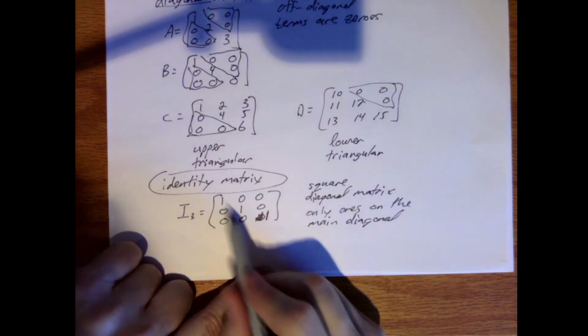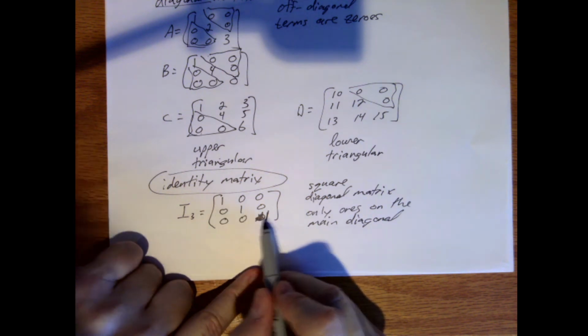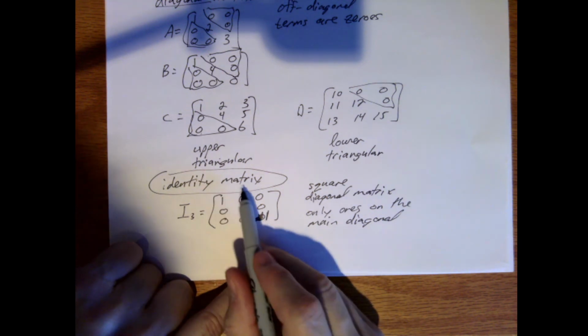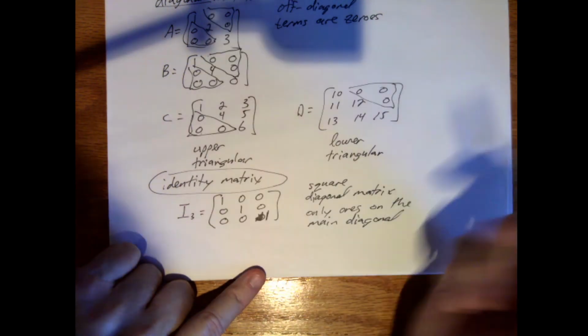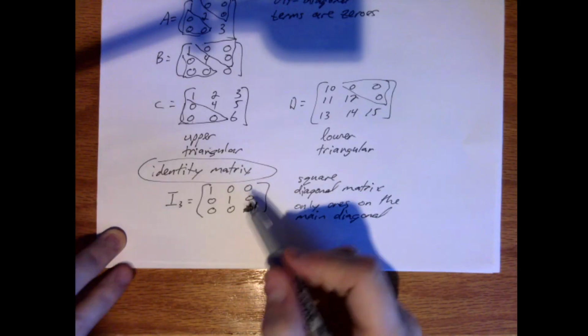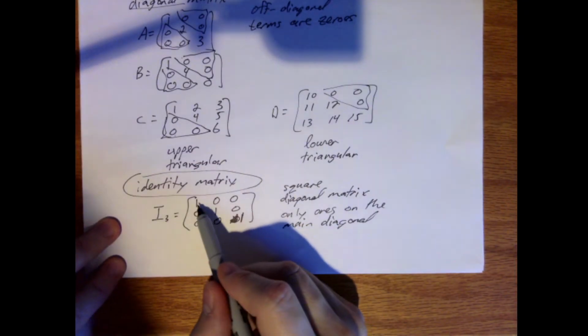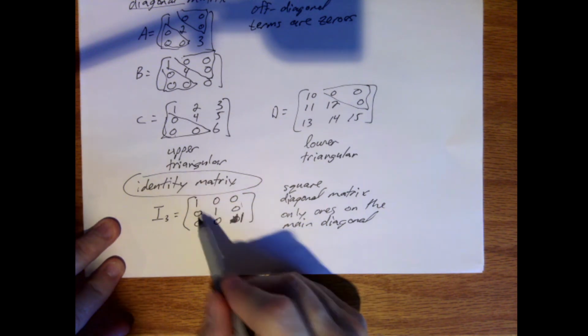So what happens if I have like 1, 1, 3 right here? Well, then it's not an identity matrix. It's just a regular diagonal matrix. So this is an identity matrix: 1, 1, 1, and these zeros here and these zeros here.